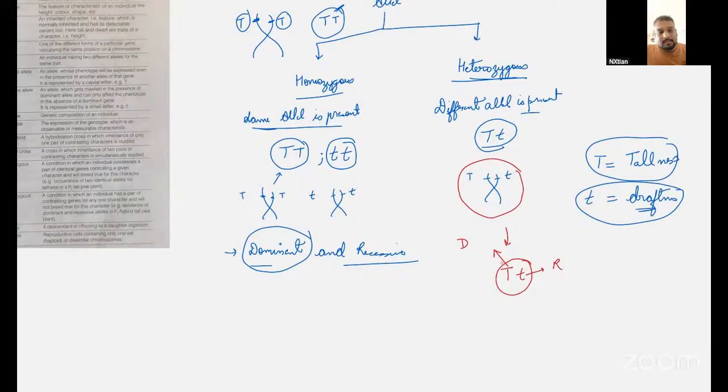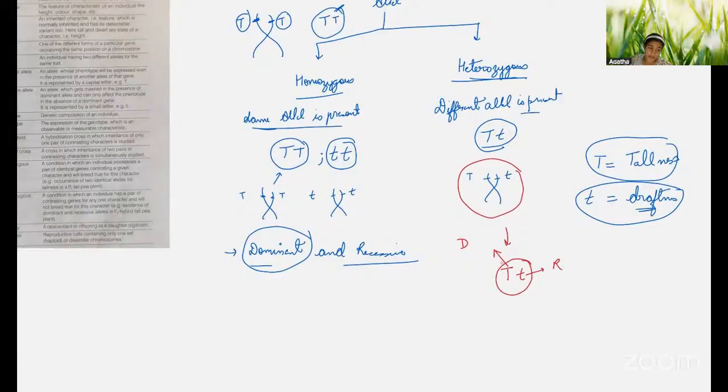Smaller t is recessive. Capital T, like whatever the capital is there, that is dominant. Capital R, capital Y, anything which is capital, it is called dominant. To show the dominant, we write capital only. Are you getting my point? Yes, sir.